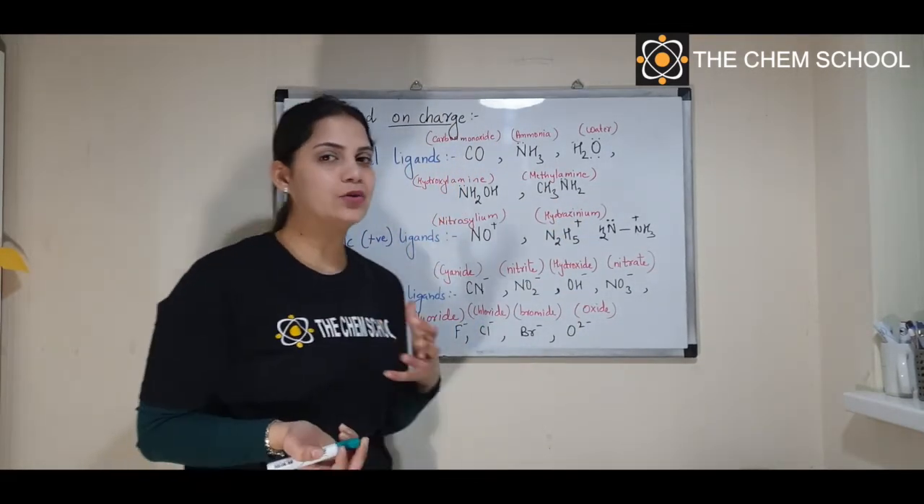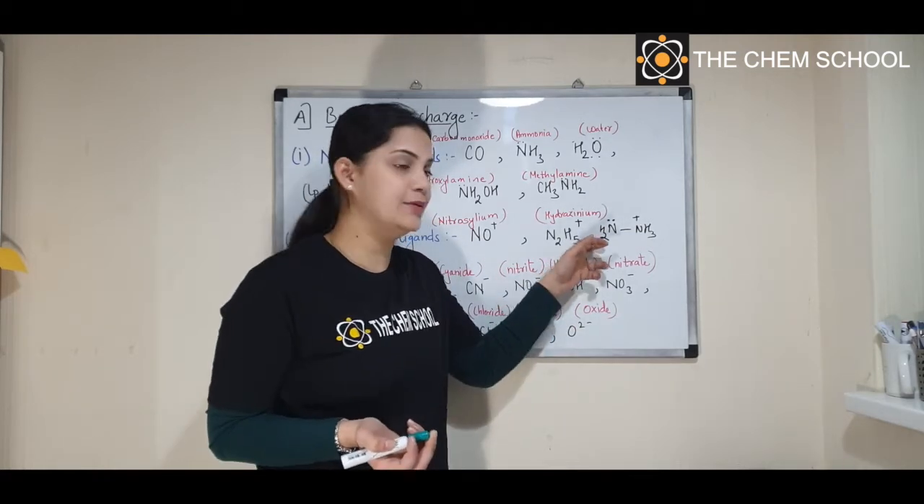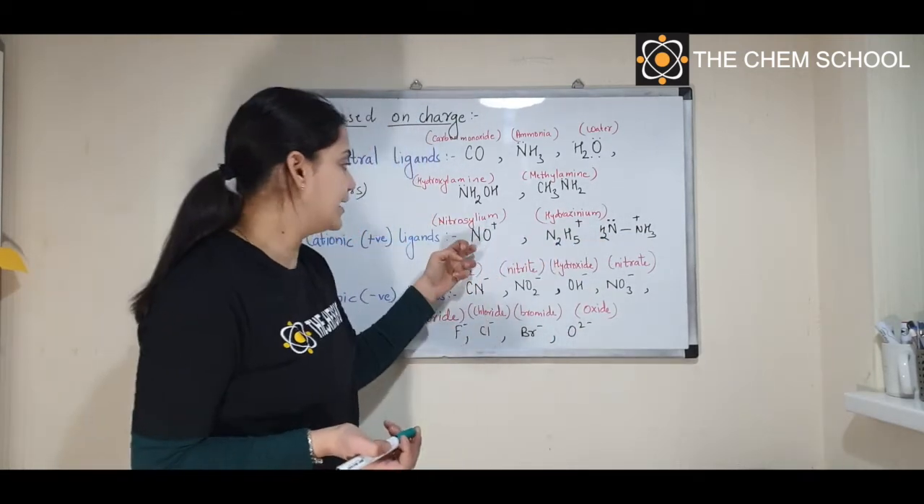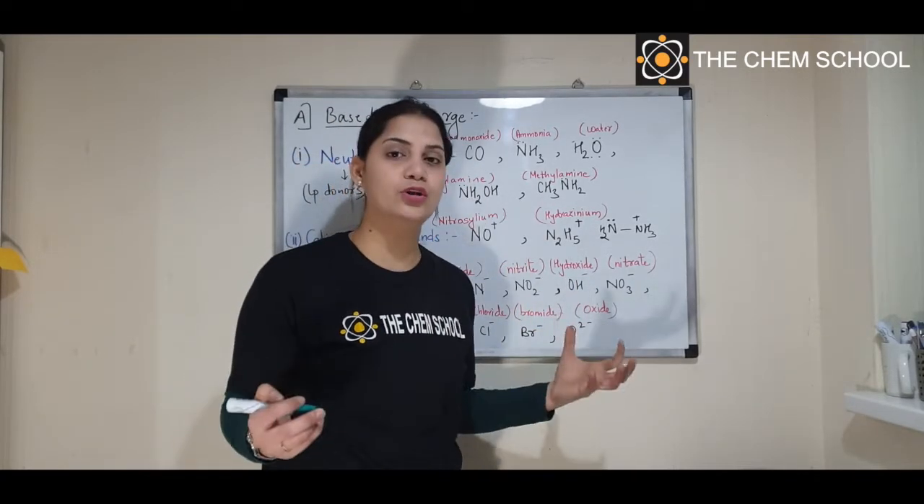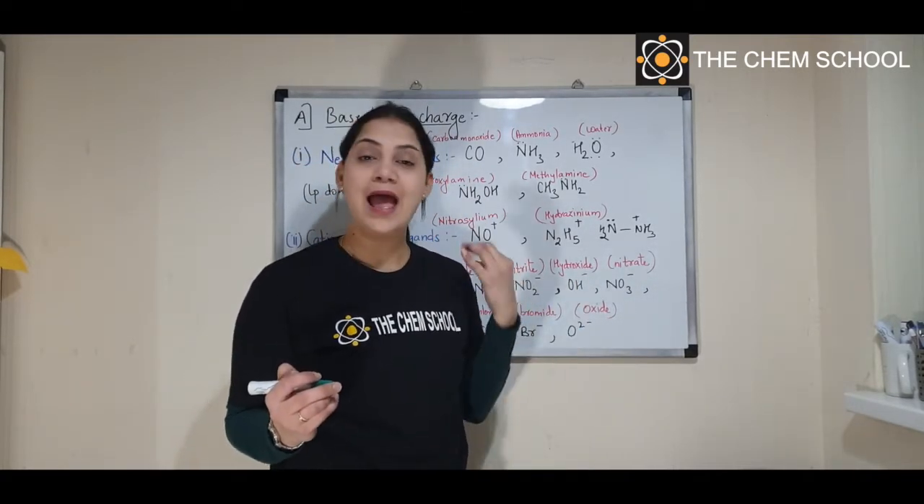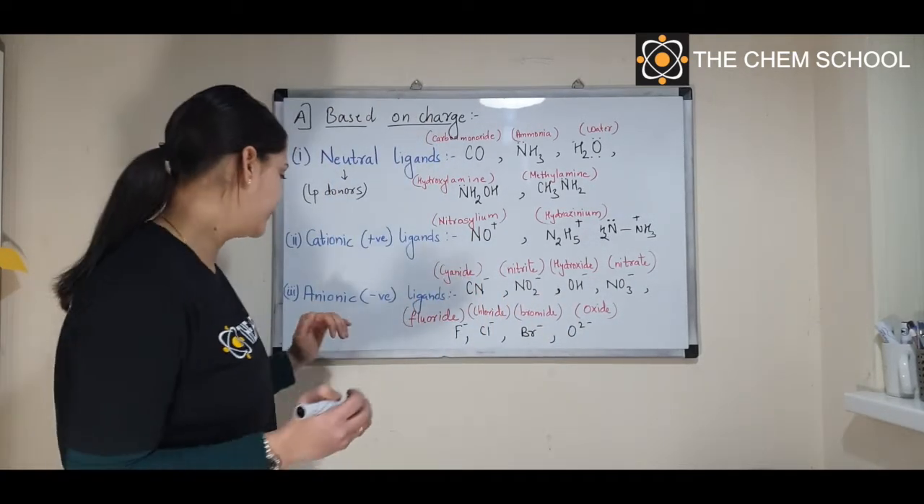And remember, for calculating the oxidation number, the charge is important. You should remember that hydrazinium has +1 charge, nitrosonium has +1 charge. You have to remember this because it is going to play a very important role in oxidation number and your IUPAC nomenclature of coordination compounds. So try to memorize this.